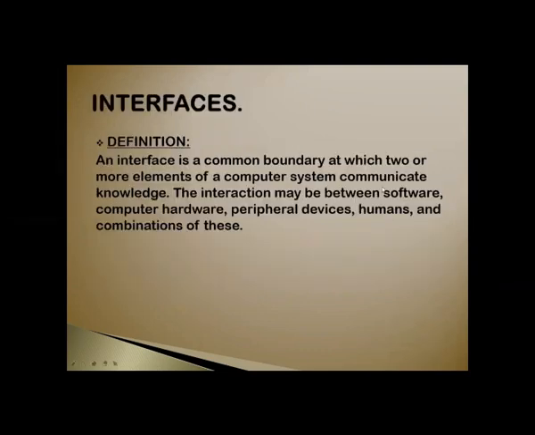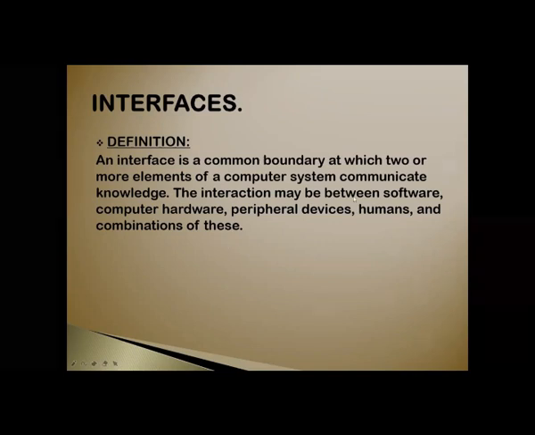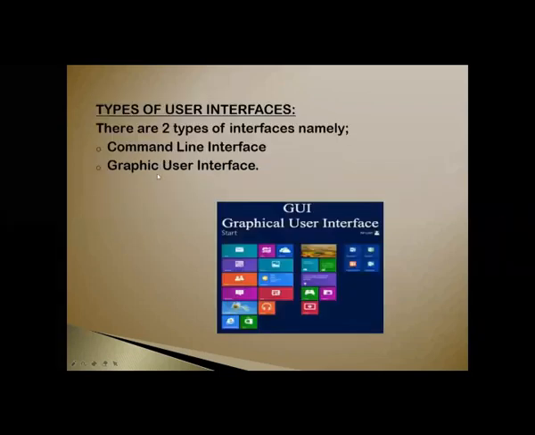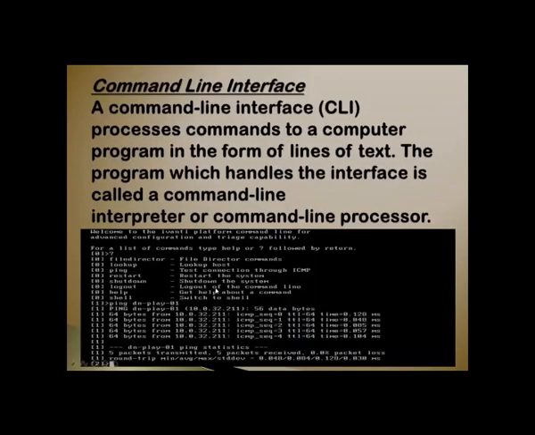Interfaces. Now the interfaces. There are two types of interfaces. What are they? The first one is graphical user interface, and the second one is command line interface. Now this is the environment of the command line interface, where the prompt is there and you have to type the command here to perform any function.